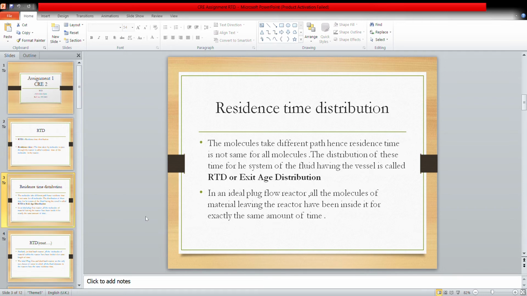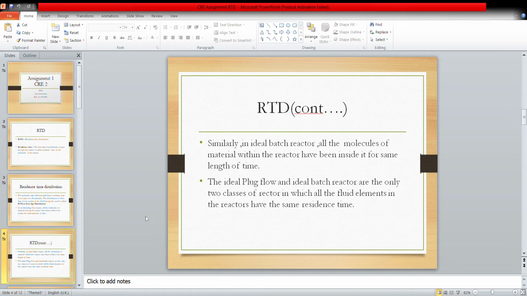So when we see the case of an ideal plug flow reactor, all the molecules of material leaving the reactor have been inside it for exactly the same amount of time. So when there is ideal flow in the reactor, or ideal PFR, all molecules passing through the reactor take exactly the same amount of time as the other molecules. Similarly, in an ideal batch reactor, all the molecules of material within the reactor have been inside it for the same length of time, similar to the ideal PFR.